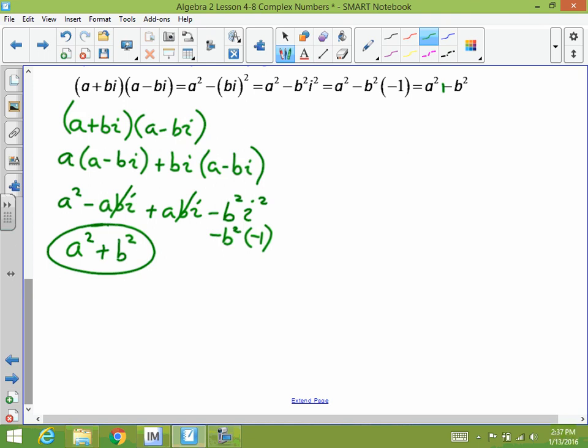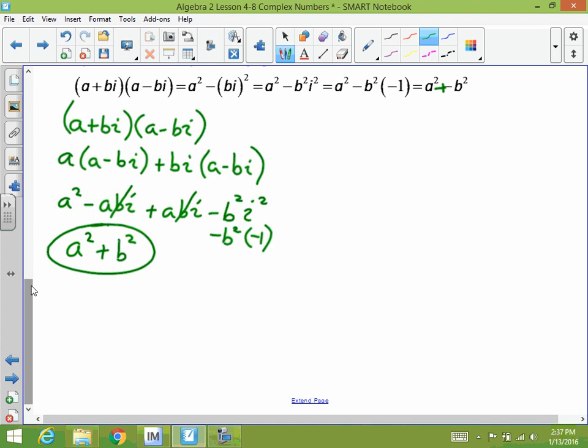Complex conjugate, that should be a plus right there. That should end up to be a squared plus b squared. Make sure you change that on your notes. A squared plus b squared. Okay? So, when you work it out, when you multiply a plus bi times a minus bi, you end up getting a squared plus b squared.